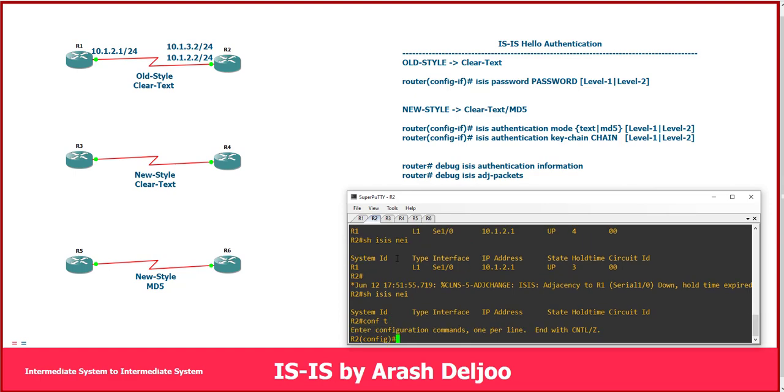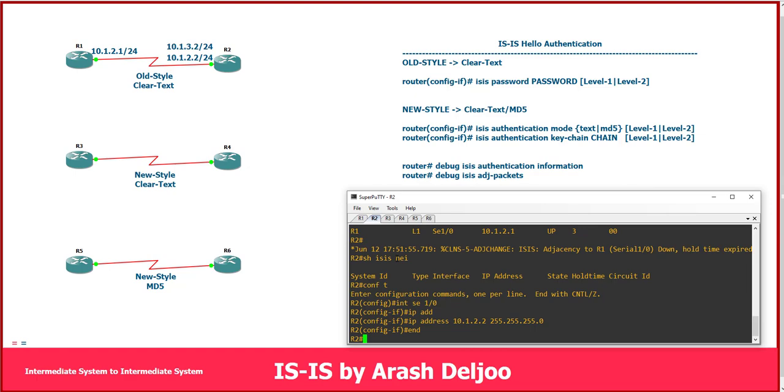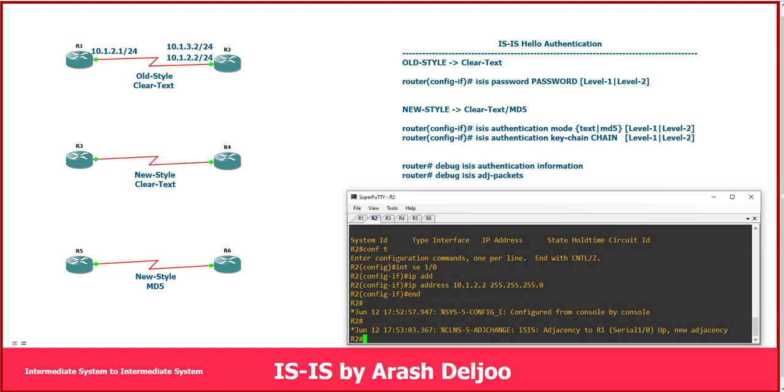In router 2 I'm using again conf t, interface serial 1/0, with the IP address of 10.1.2.2, 255.255.255.0. After some seconds we will have neighborship. Let me wait for neighborship. After that we can continue our courses.